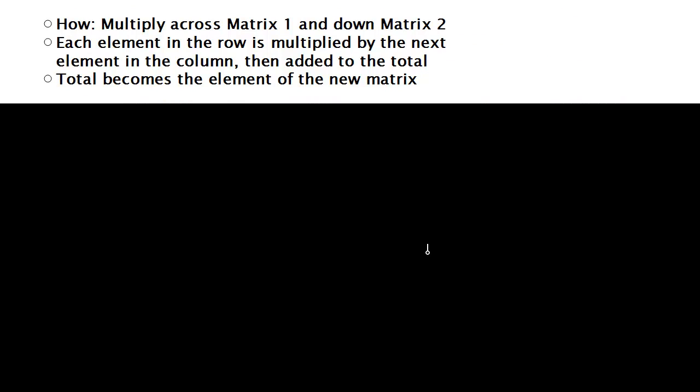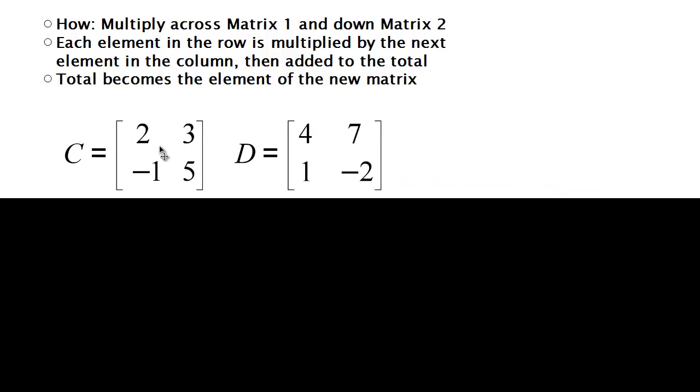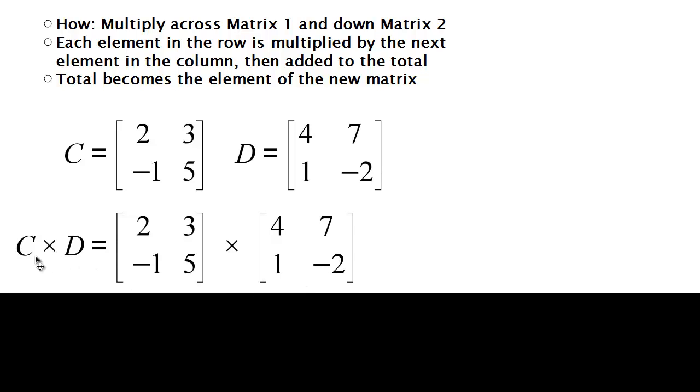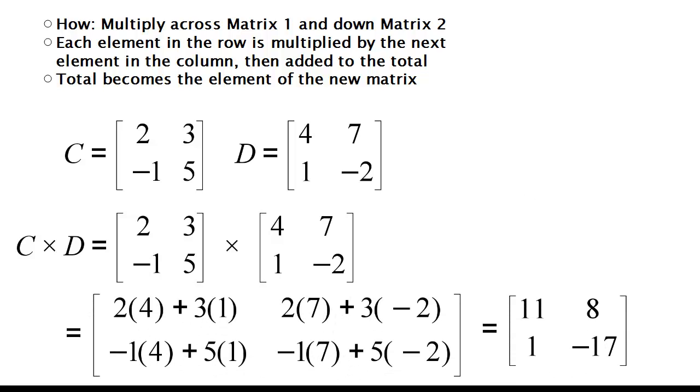So let's look at a tangible example now that you've looked at the theoretical example with P and Q. Let's have a matrix C that's a 2 by 2 matrix with the following elements, 2, 3, negative 1, 5, and matrix D with 4, 7, 1, and negative 2. Since the number of columns in the first matrix equals the number of rows in the second matrix, we can multiply them. So C times D is going to equal this matrix times the second matrix. So let's go step by step.